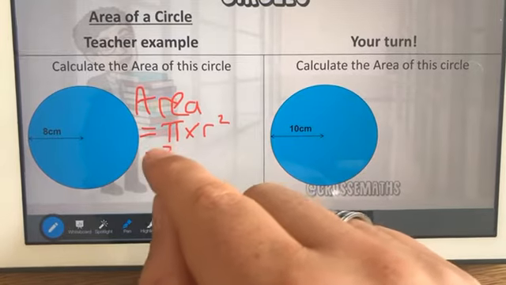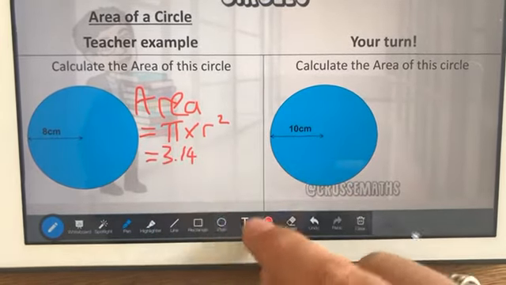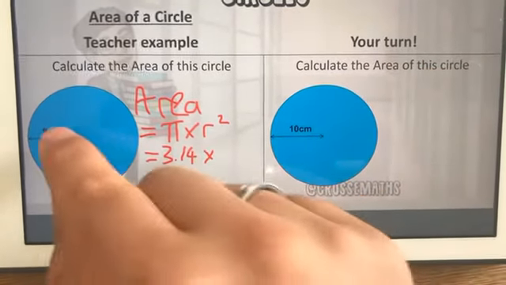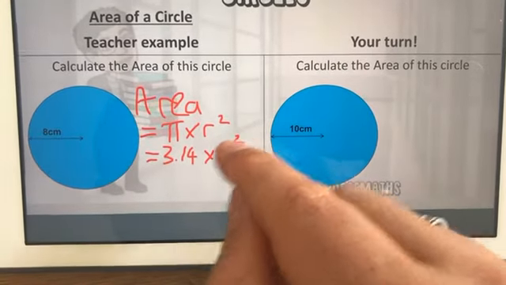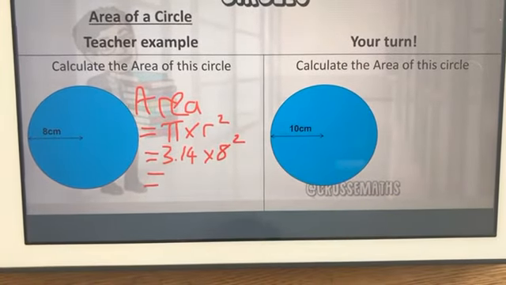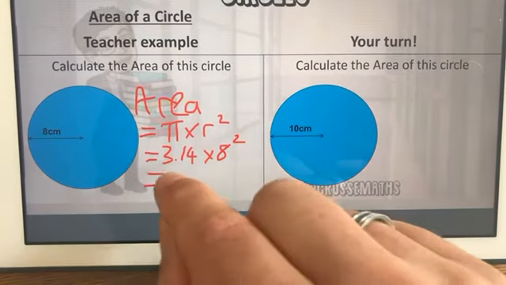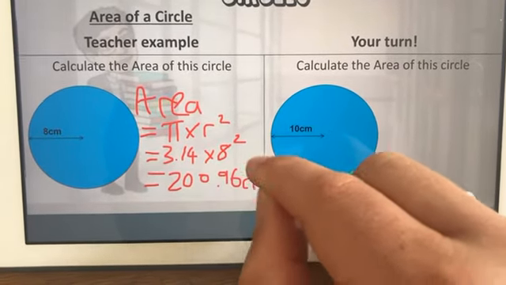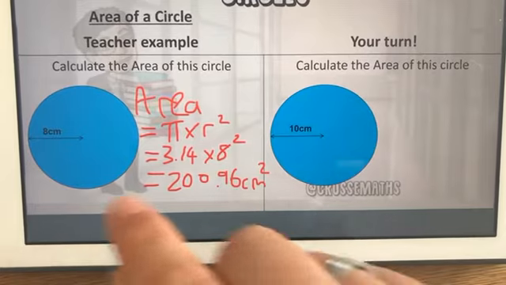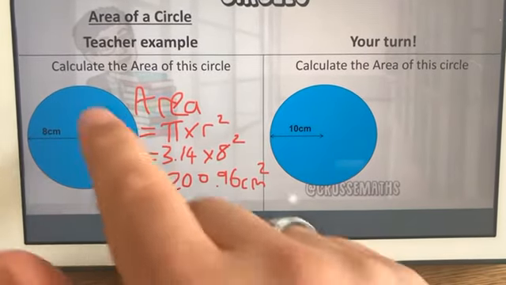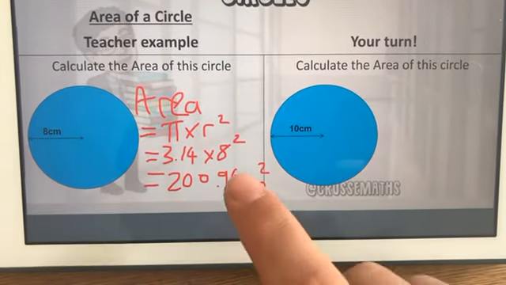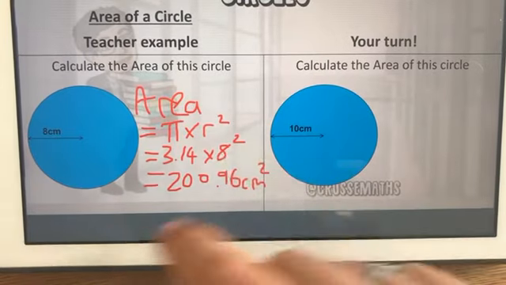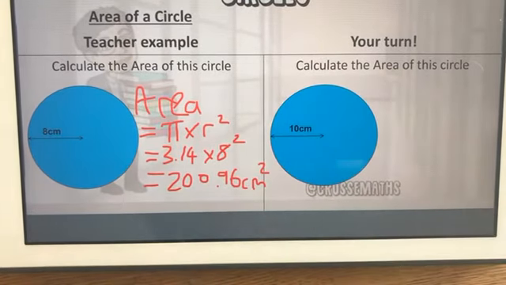I'm going to use pi as 3.14 again, times by radius squared, so times by 8 squared. 3.14 times by 8 squared is 200.96 centimeters squared this time, because it's an area exactly the same as you would with the rectangle. It's just the space inside a shape, inside a 2D shape. Now get that down for me nice and quick, and have a go at the one on the right hand side for me, please.